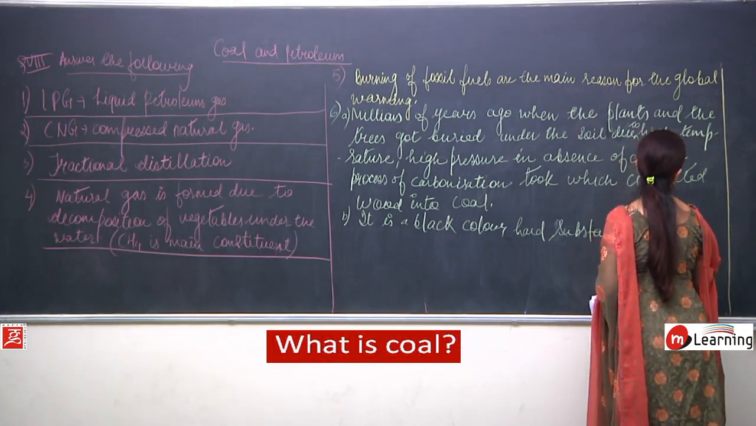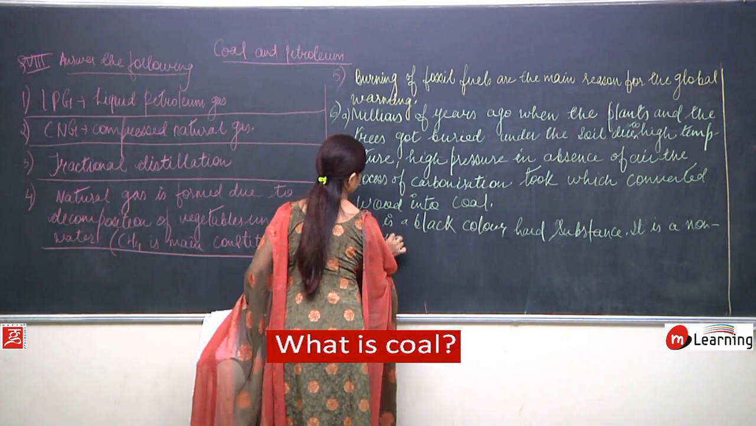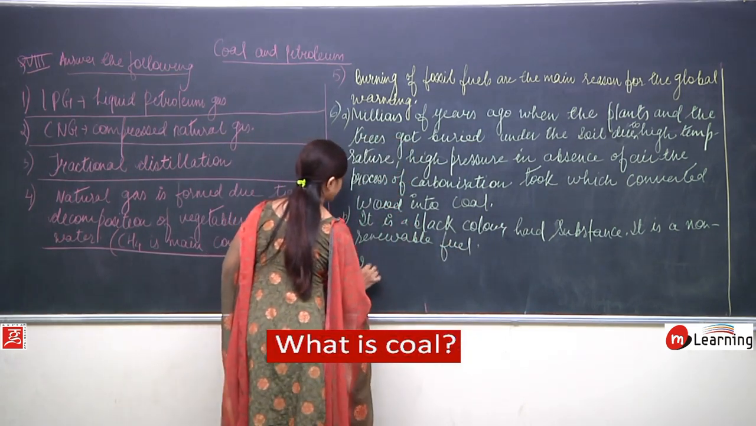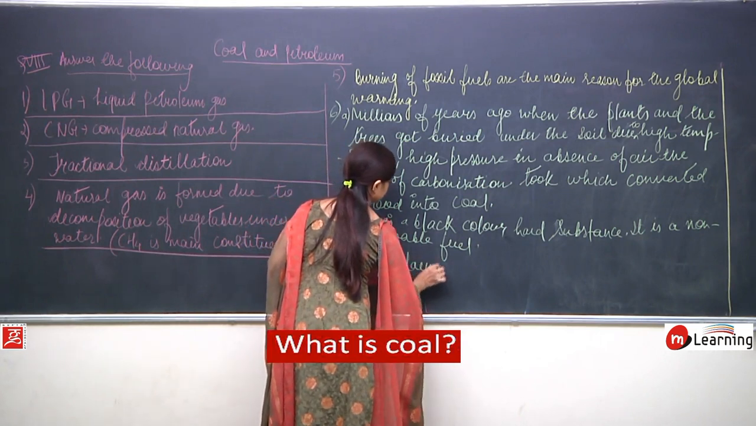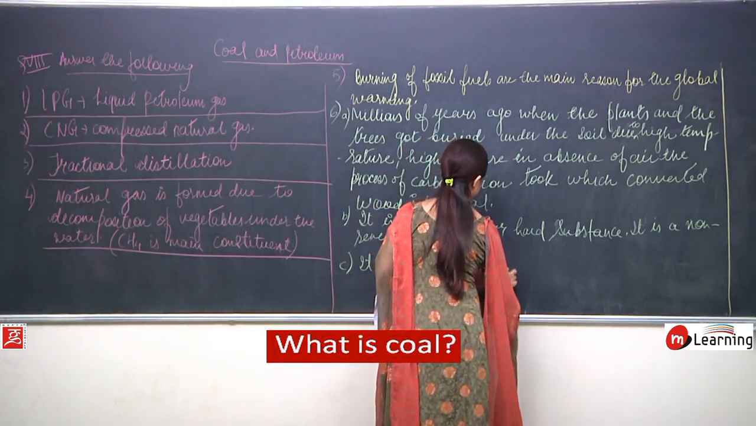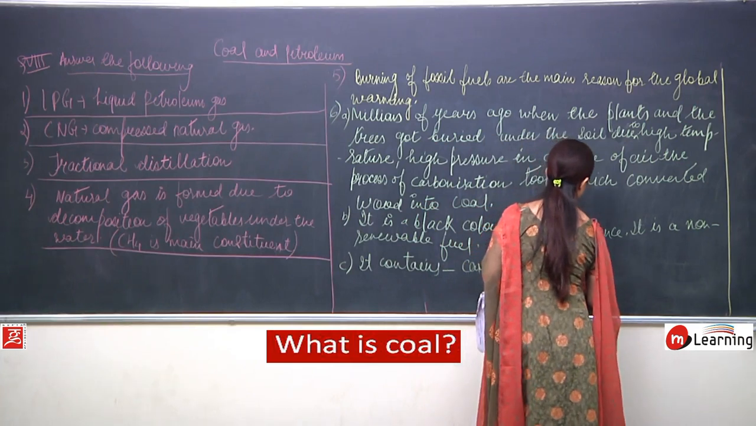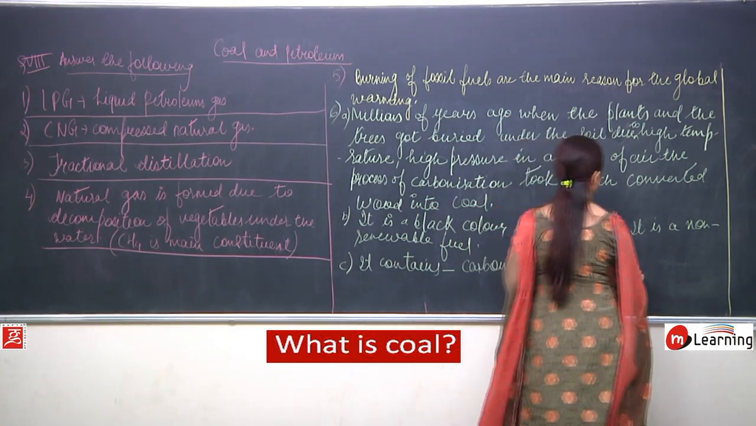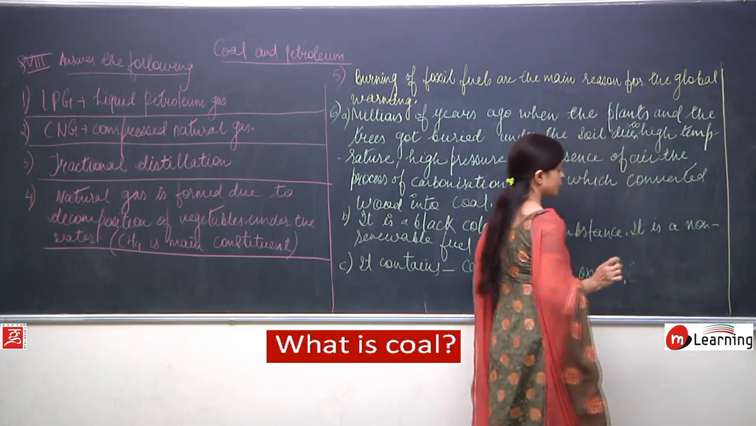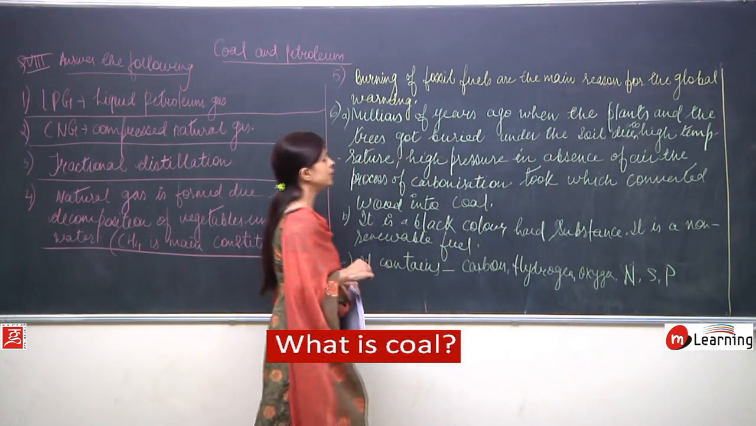It is a non-renewable fuel. And now the third point, it contains mainly what? Carbon. It contains carbon, hydrogen, oxygen, and nitrogen, sulfur and phosphorus. I should write symbols only, because there was no place to write, so I wrote in this way.